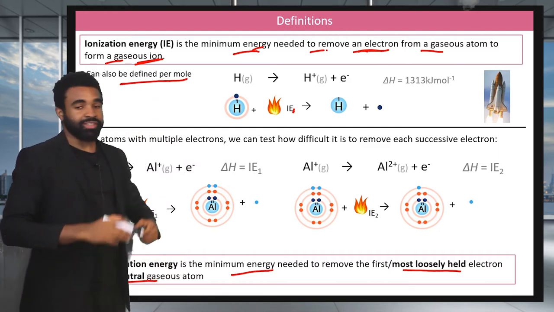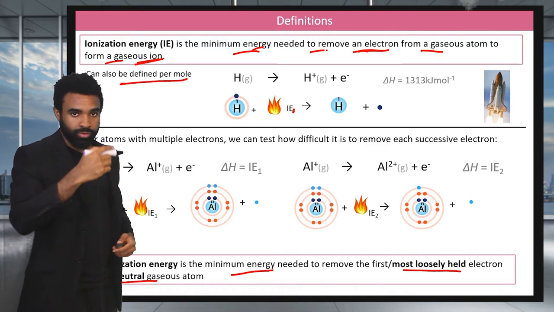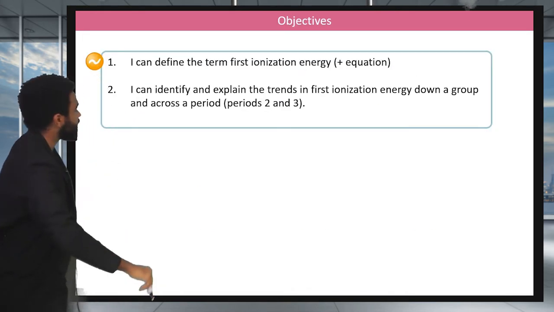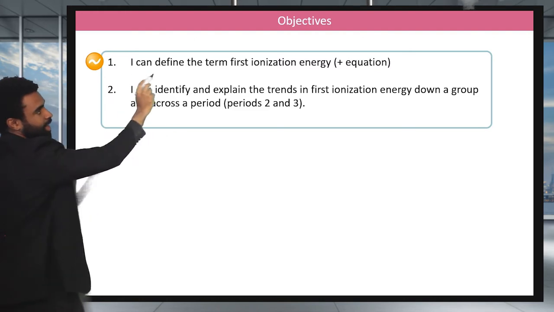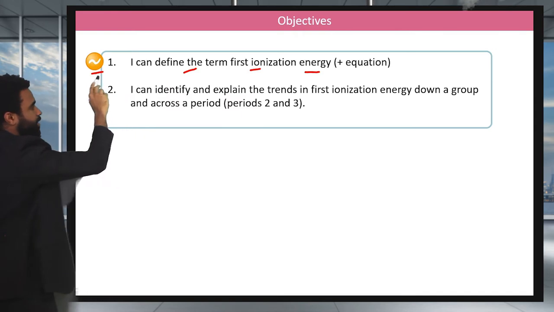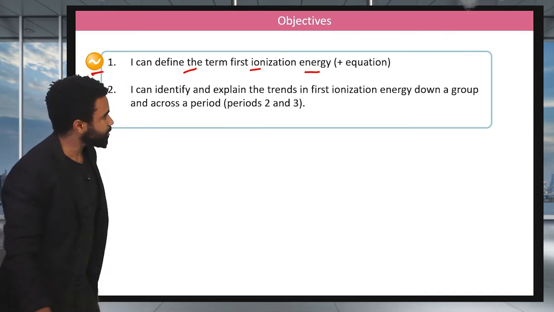But ionization energy is a general definition. First ionization energy is the energy to remove the first electron. Okay, that was a long slide. Now I think we understand this, I can define the first ionization energy. We're at an orange light with it. Let's see if we can get to green light by answering some questions.